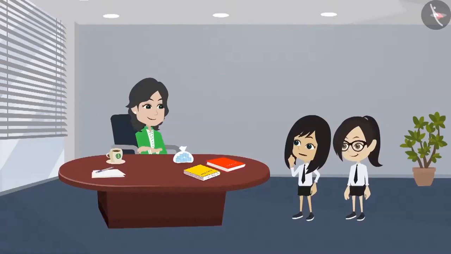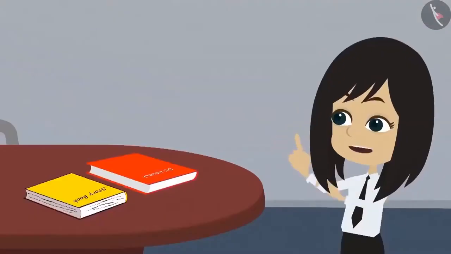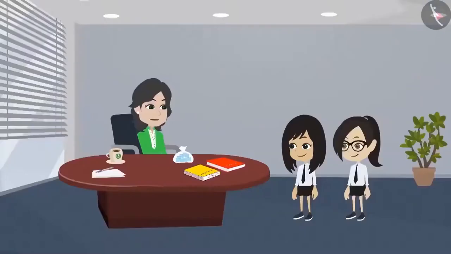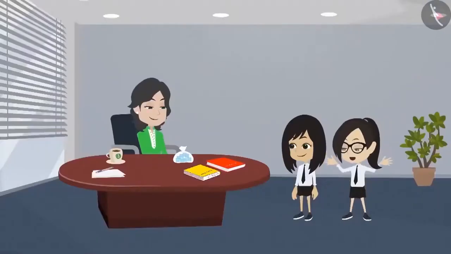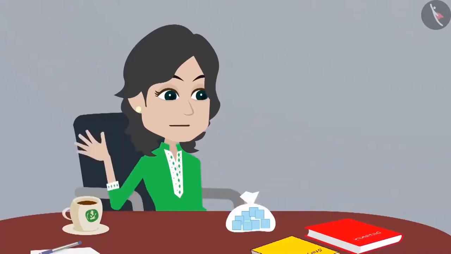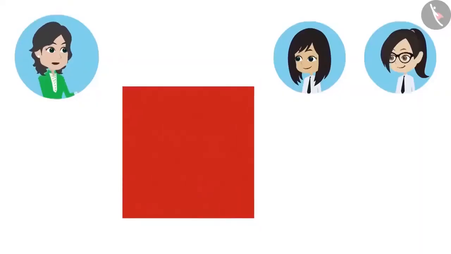Madam, it means that to find out which one of these two books is bigger, we have to find out how much space it occupies. Yes. But madam, how can we find out how much space a shape occupies? It is very easy to find out. For this purpose, we use square-shaped pieces.